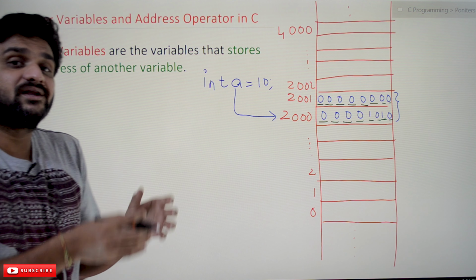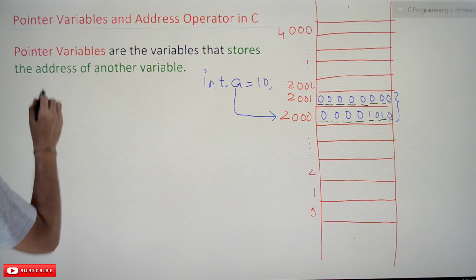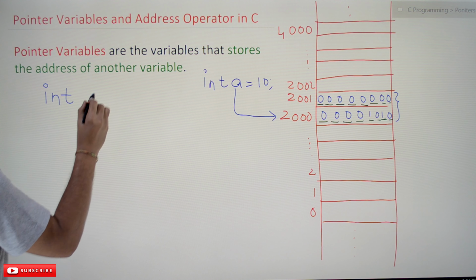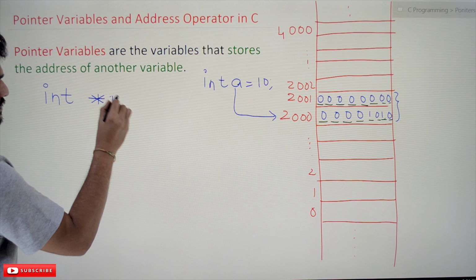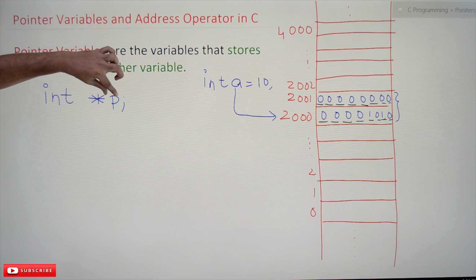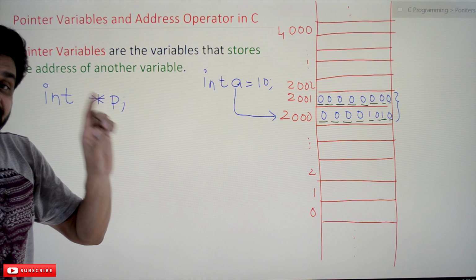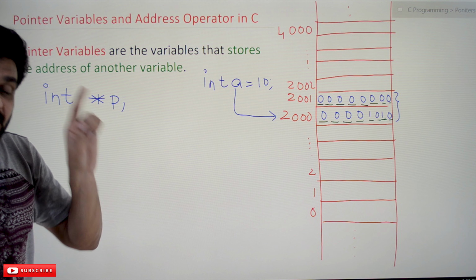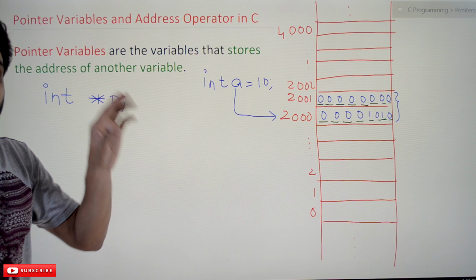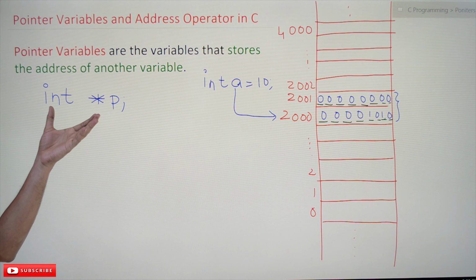Now, how to declare a pointer? It is int star p. This is how a pointer variable can be declared, using star along with the variable name. So what it means is, star p means p is a pointer variable, and that pointer variable is capable of storing the address of another variable. This is how we are going to declare.